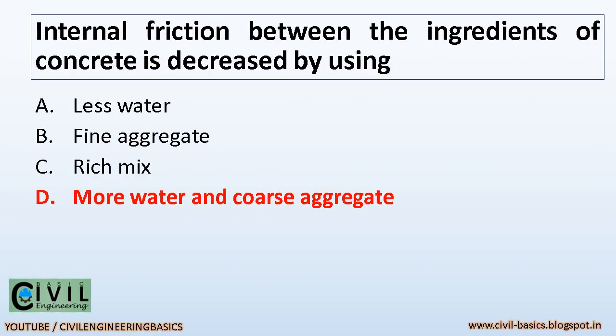Internal friction between the ingredients of concrete is decreased by using more water and coarse aggregate.